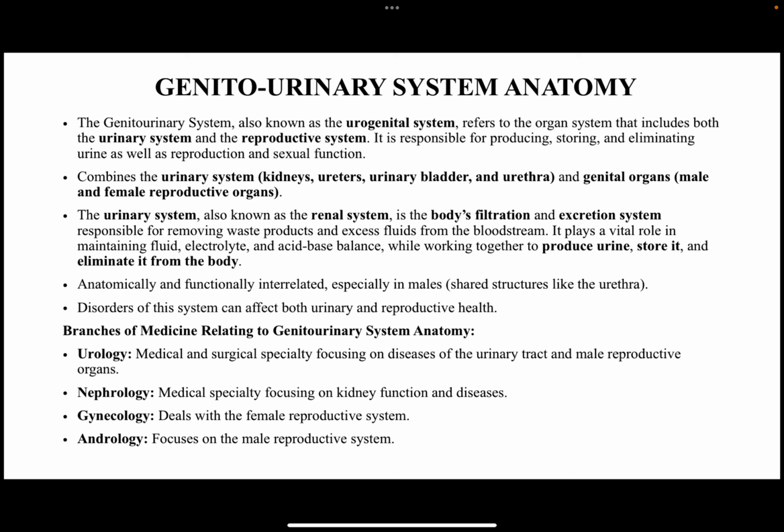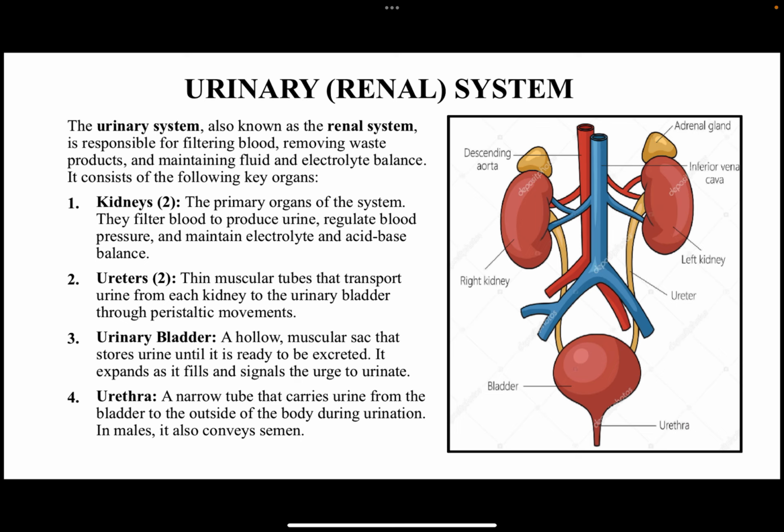So these are branches of medicine that relate to the genitourinary system anatomy. Urology focuses on diseases affecting the urinary tract and the male reproductive organs specifically. Nephrology focuses on diseases affecting the kidney, any structure within the kidney, and the functions of the kidney. Gynecology deals with conditions affecting the female reproductive system, and studying the female reproductive system. Andrology focuses on the male reproductive system.